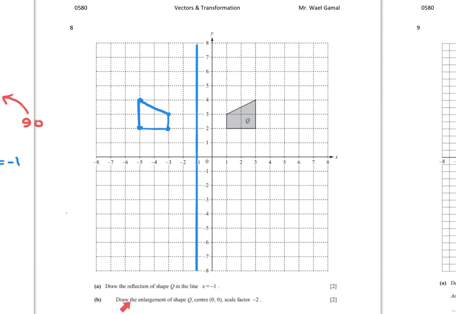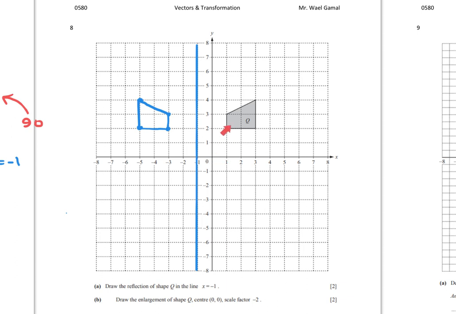For B, draw the enlargement of shape Q, center 0, 0, scale factor -2. So I need to find the image by scale factor -2 and center of enlargement 0, 0. Same, start from the center of enlargement. How to reach this point? 1 and 2. 1 right, 2 up.